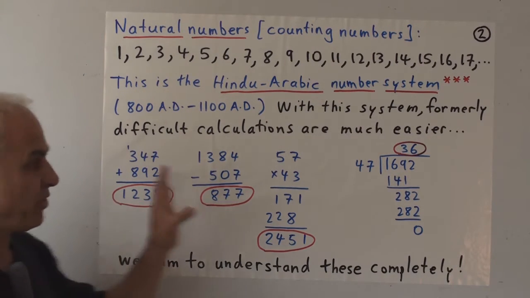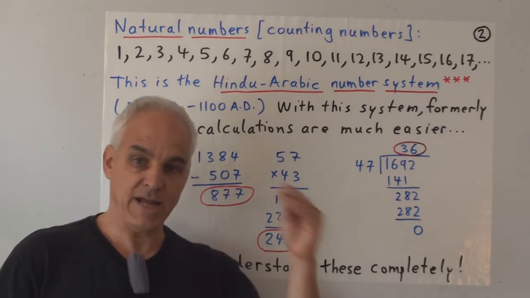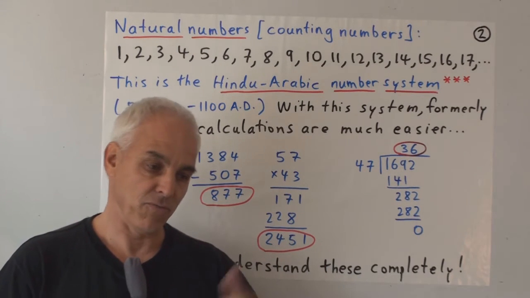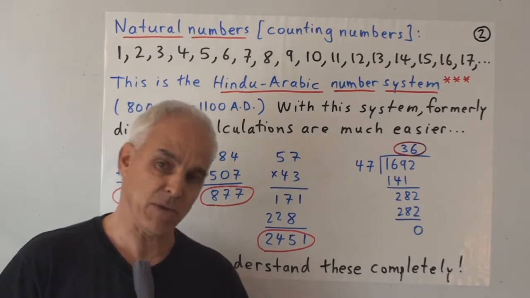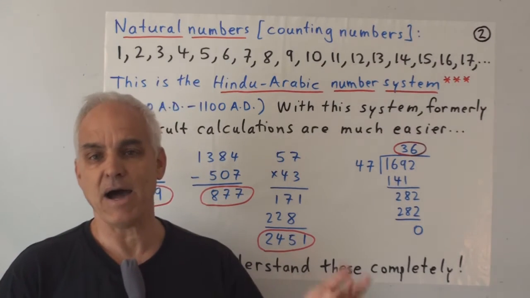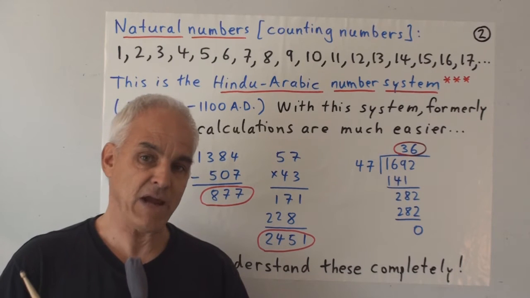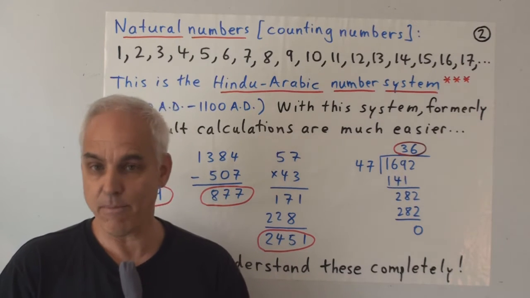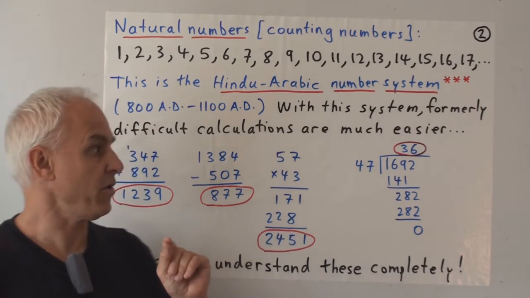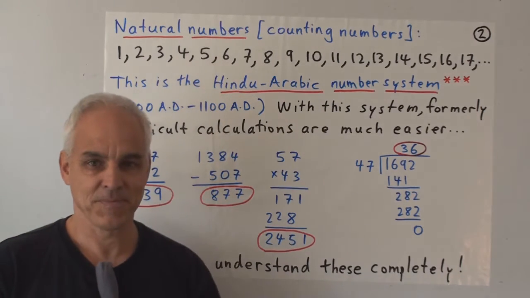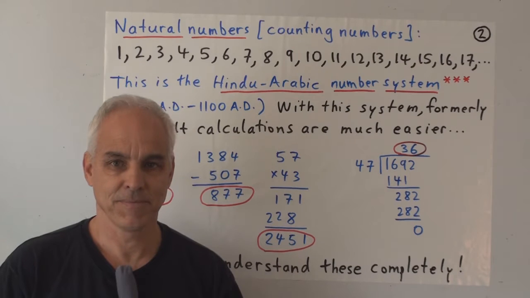There were lots of other number systems that predated this one. So the Romans had a system, the ancient Greeks did, the Babylonians did, the Egyptians did, the Chinese did, the Mayans did. Almost every major culture had a number system. They were all far inferior to this system. Far inferior, all of them.